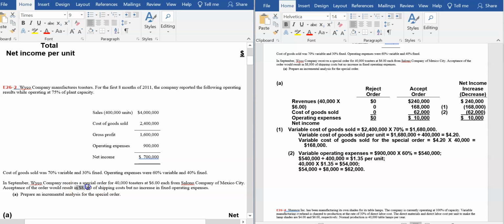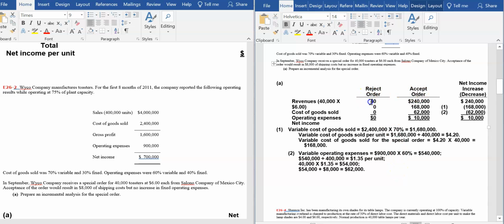In addition to those, they will incur more shipping costs as well. This is an incremental shipping cost. Thus, the total operating expenses that will be incurred associated with this order are $62,000. The order will bring in revenues of $240,000. It will incur expenses, leaving them with a $10,000 net income.